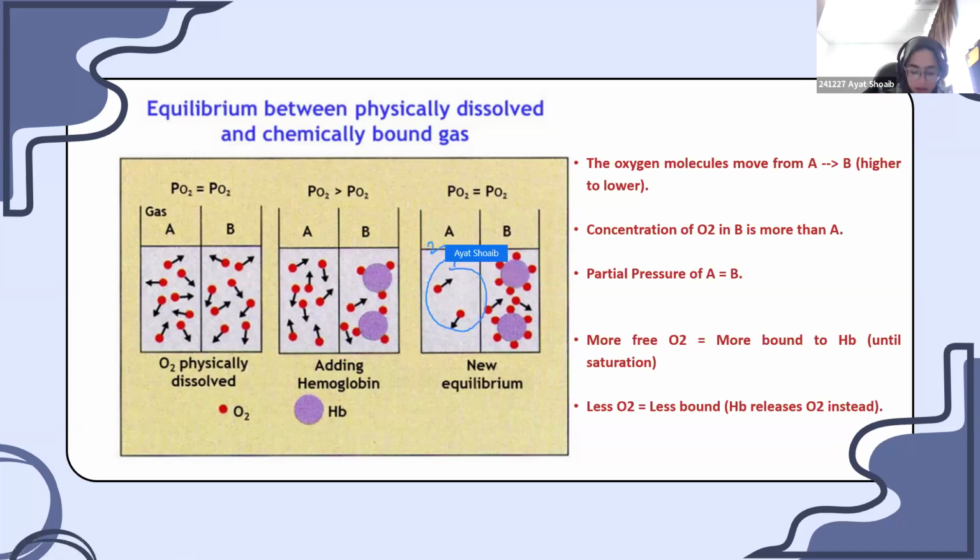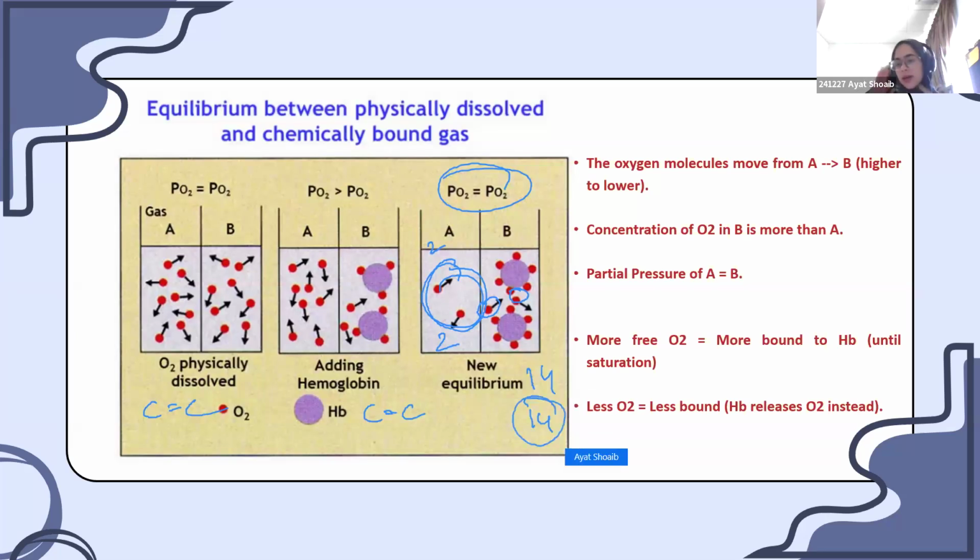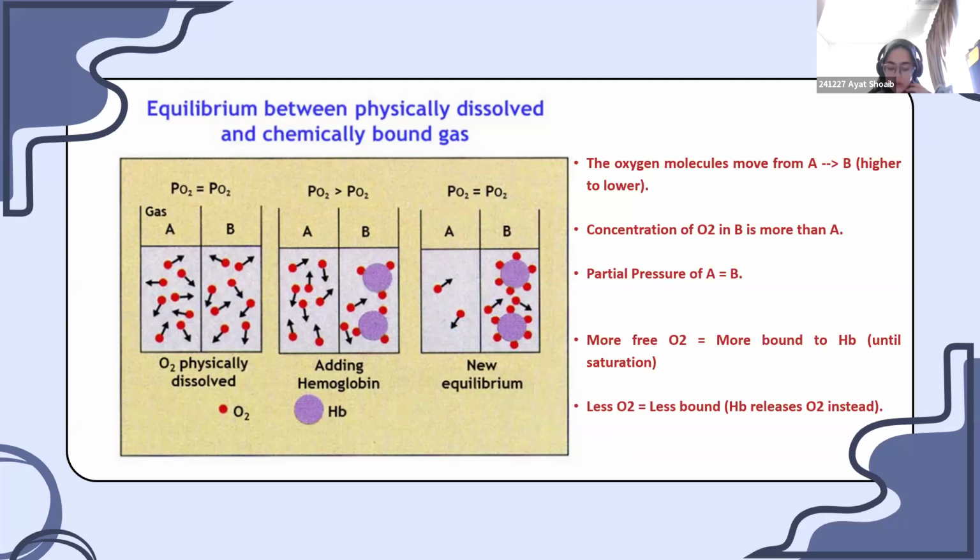Here again, you have two free molecules. So partial pressure goes back to being equal, so there is an equilibrium with partial pressure again. That's what this means. But the concentration here was the same, it was 8, 8. But here, the concentration, you only have 2. Here you have like 6, 12, 14. That's a big number. So the concentration in B is way more than the concentration in A, then you have more free O2 that is bound to HB.